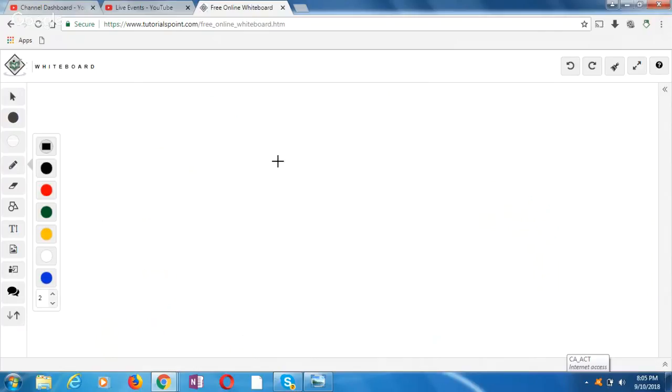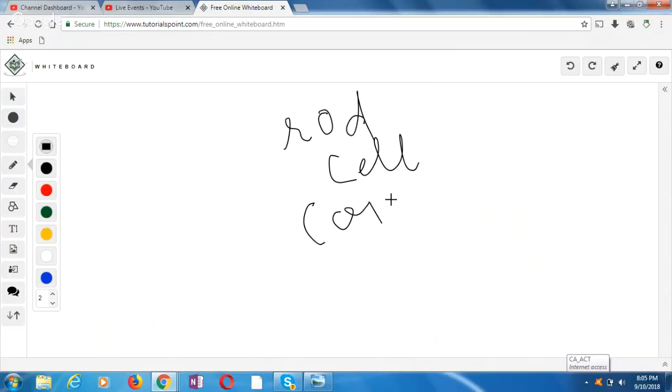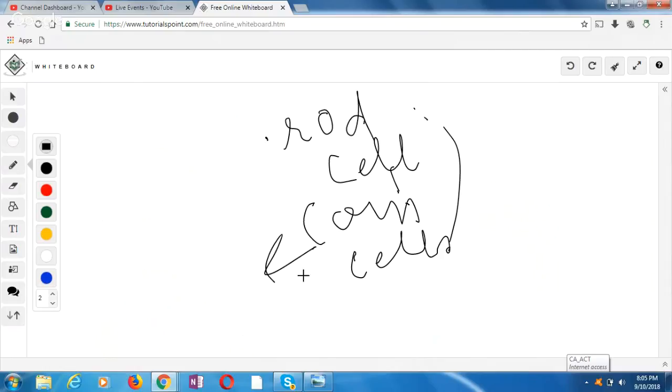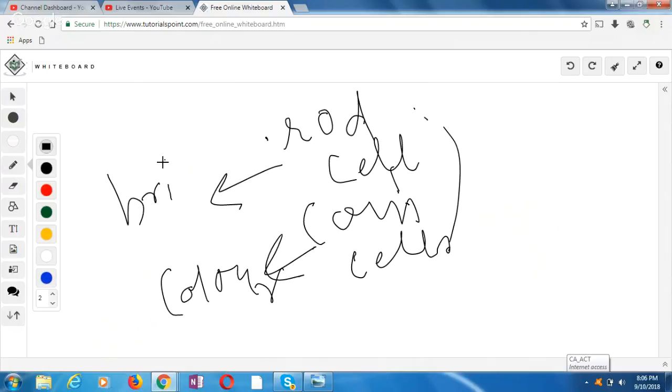So inside the retina, I have two kinds of cells. First one is rod cell, and second one is cones cell. Now, what are they for? So try to understand, this cone cell is for identifying color, and this rod cell is for identifying brightness.